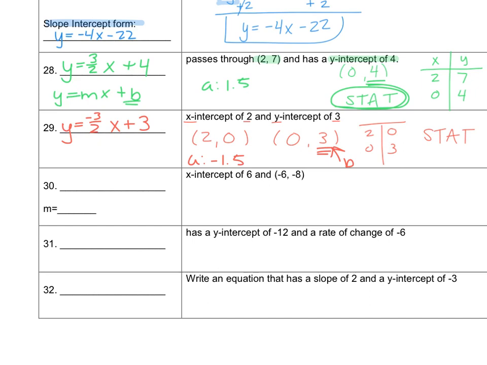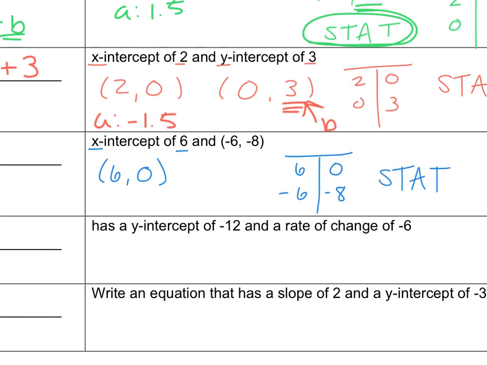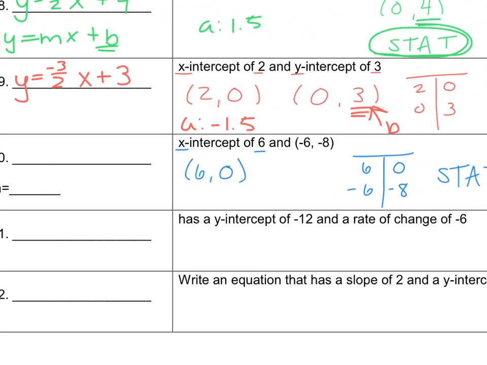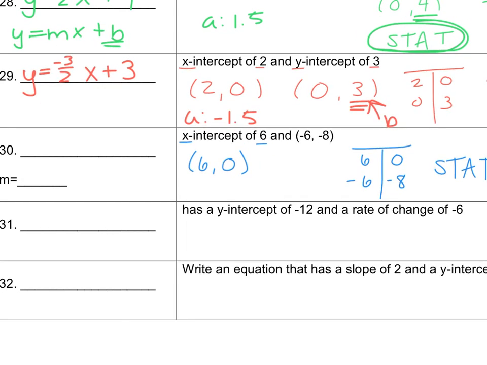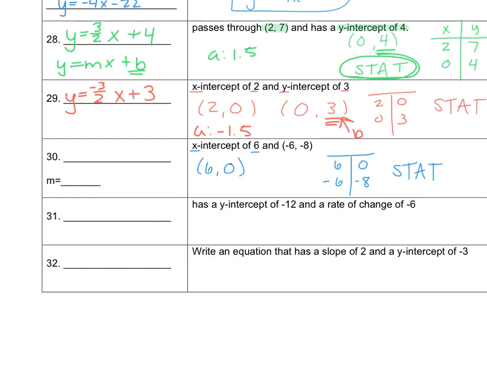All right, and 30. 30 is again using that x-intercept of 6. So I have an x number, y is zeroed out, there's my x-intercept. Make yourself a table, (6, 0) and (-6, -8). We're going to use stat again. I don't have a clue for my equation, so I've got to use stat to get that equation. So again, using stat edit, putting that in to figure out what you get.